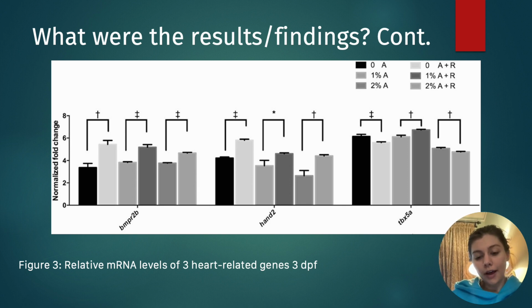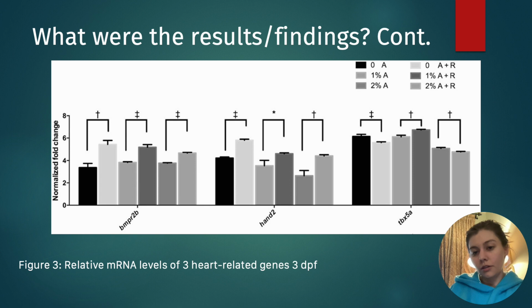And then lastly, all the way to the right, the TBX5A, this one's a little bit different. The mRNA level increased in the 1% alcohol and resveratrol group, as seen as a similar pattern throughout the rest of the figure, but the way this one varies is there was a slight decrease in the 2% alcohol and resveratrol group compared to that of just the 2% alcohol group.